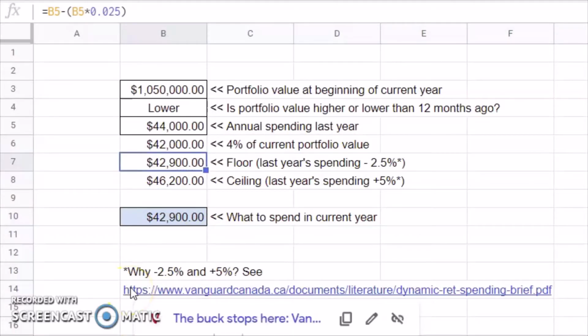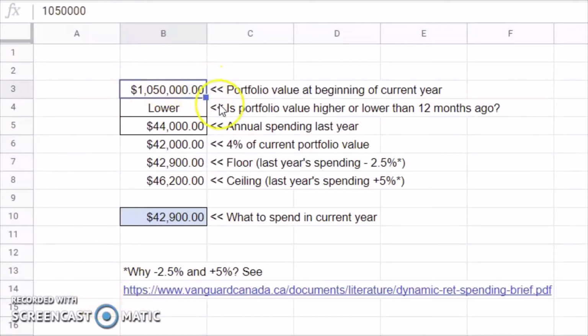Let's now use an example of a retiree who has experienced a drop in their portfolio value, as will inevitably happen at times. So it's the beginning of a year of retirement. The retiree enters this amount, realizes that their portfolio has diminished in value over the last 12 months. Last year's annual spending in this example was $44,000. And so now the retiree computes that 4% of the current portfolio amount is $42,000.